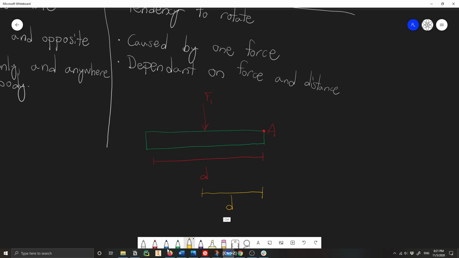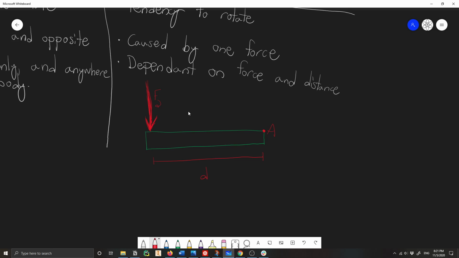And conversely, if I move F1 back over, and I increase it, so let's say that instead of F1, I just make that magnitude a lot bigger. And instead of F1, I have F2. That's going to cause a larger moment.